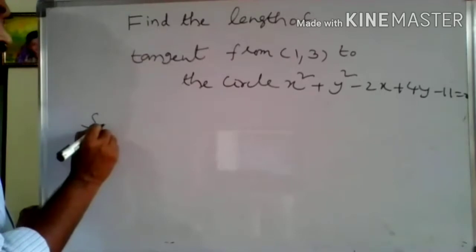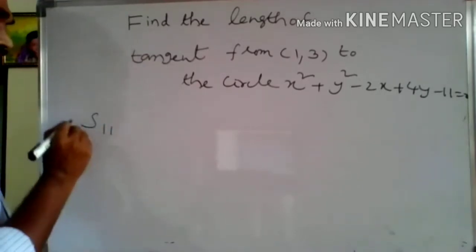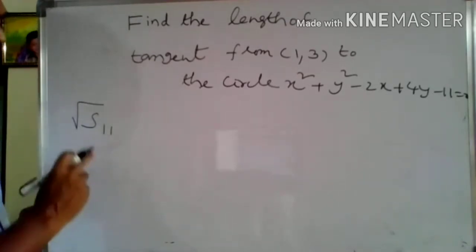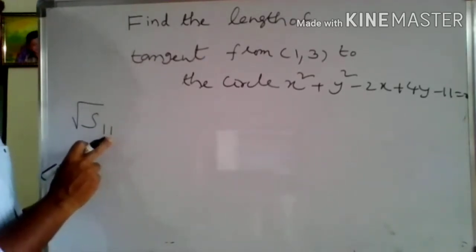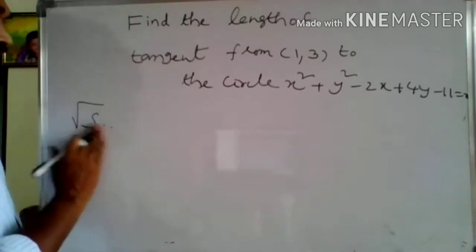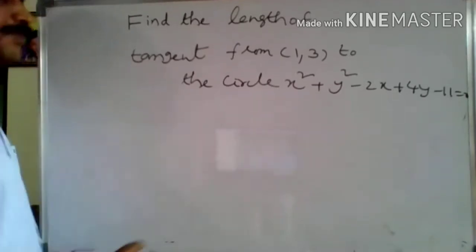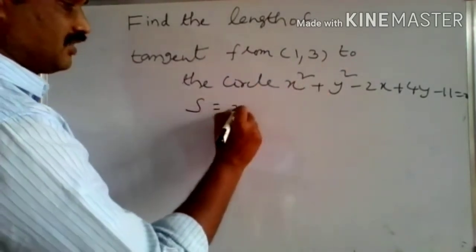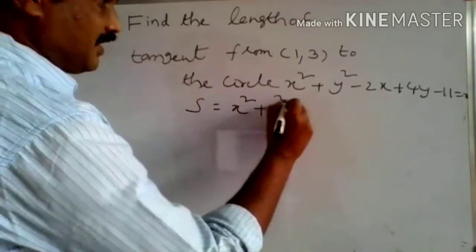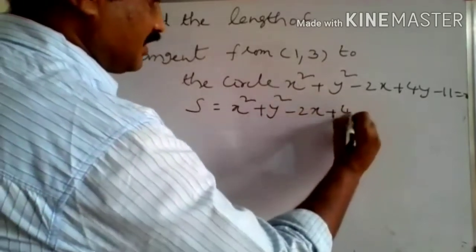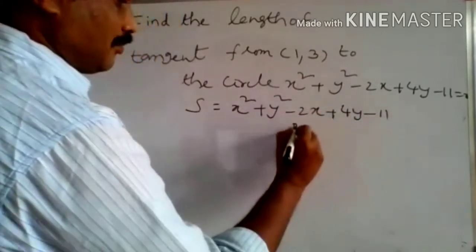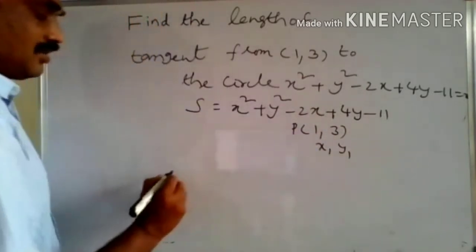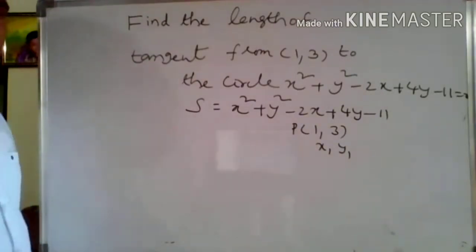Power of the point is given by the formula S11. Yesterday we discussed that the length of tangent is given by the formula √S11. This point is (x1, y1). Here S = x² + y² − 2x + 4y − 11, and the point P is (1, 3).